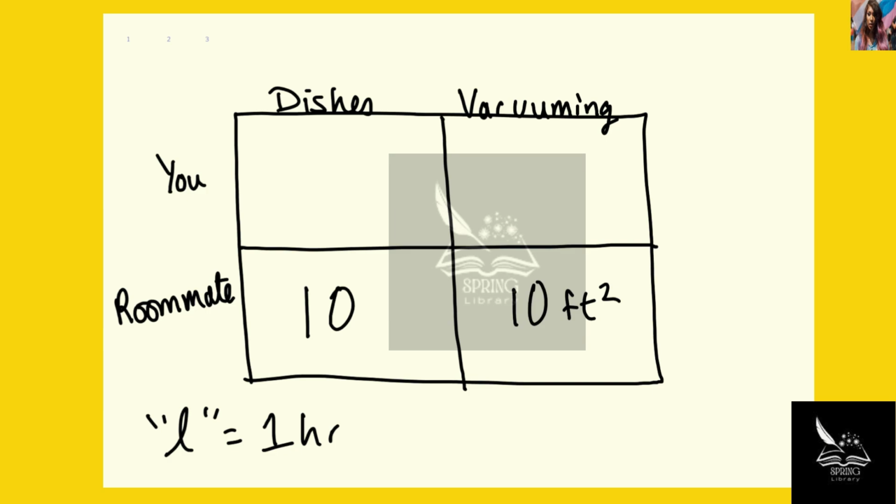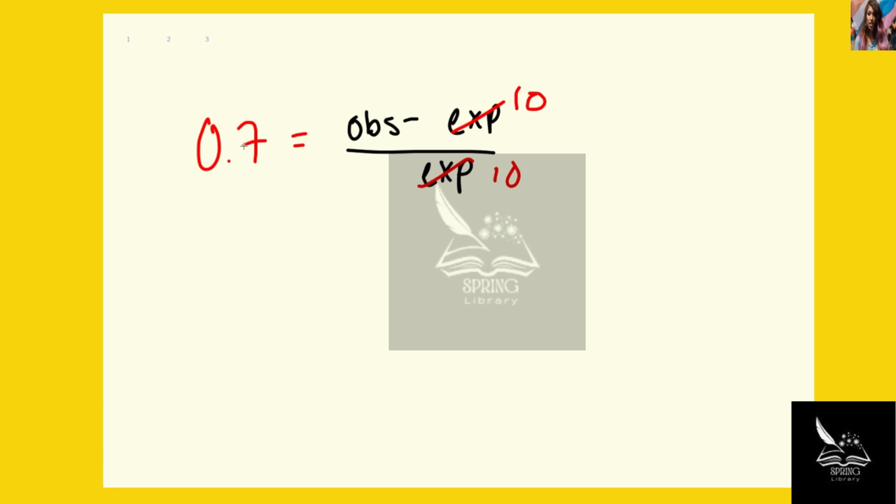And now you can clean dishes 70% faster than your roommate. So 70% of 10 would be 7. So 10 plus 7 would be 17. Another way of calculating that would be by using the following formula. It would be the observed minus the expected over the expected. In this situation, the expected are both 10. And this equals 0.7. What this represents is the percent difference.